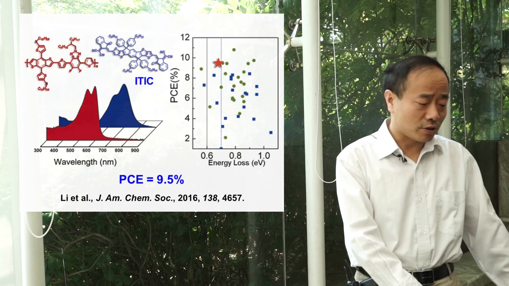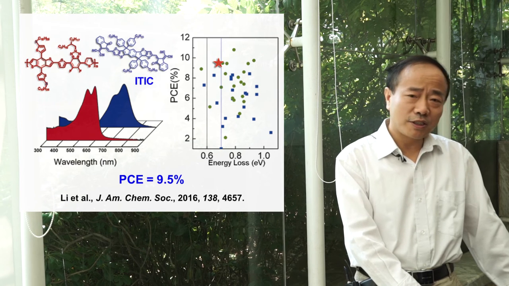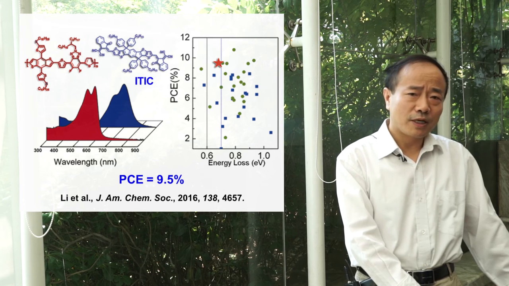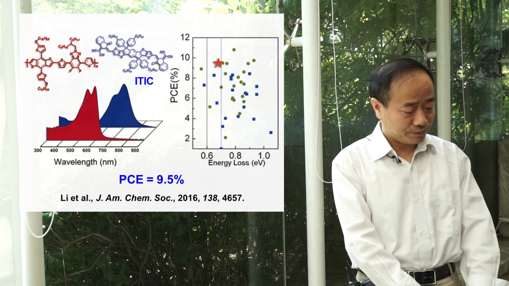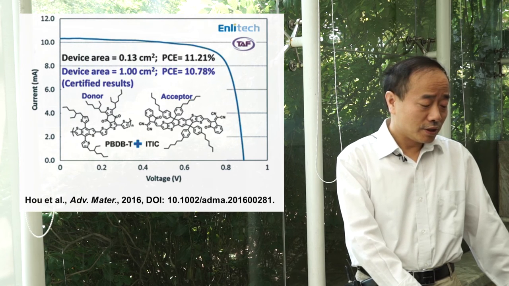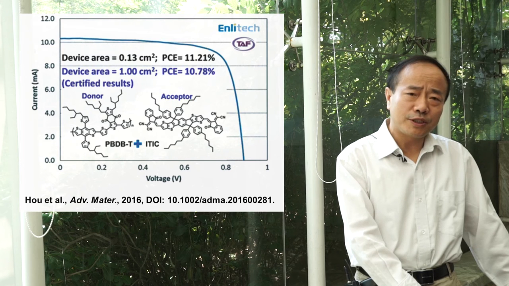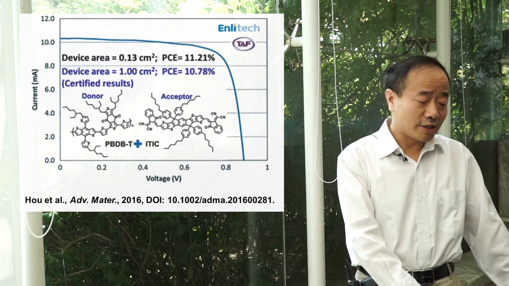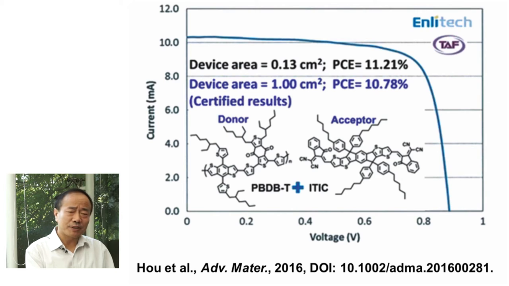Here is Professor Li's group result. They use this polymer donor blending with our ITIC, got efficiency 9.5%. Also, they found that this system has a small energy loss. This is the result from Professor Jianhui Hou's group. They use the polymer donor called PBDB-T, blending with our ITIC, got efficiency over 11% for a small size device, and for a 1 square centimeter size device, they got a certified efficiency around 10.8%.